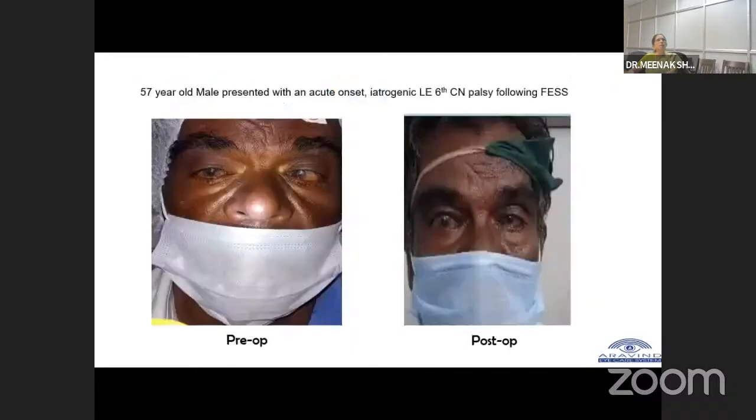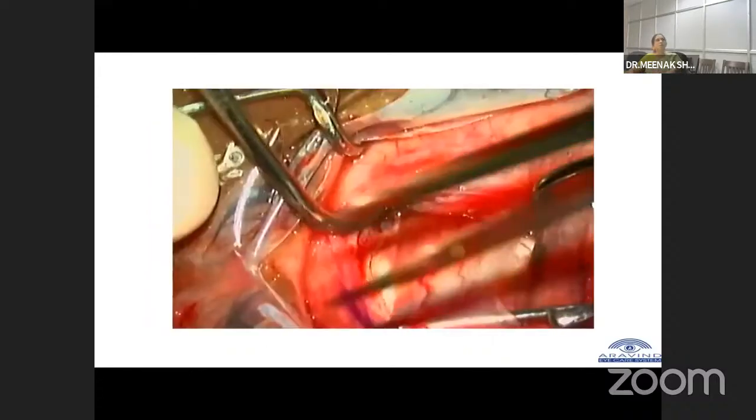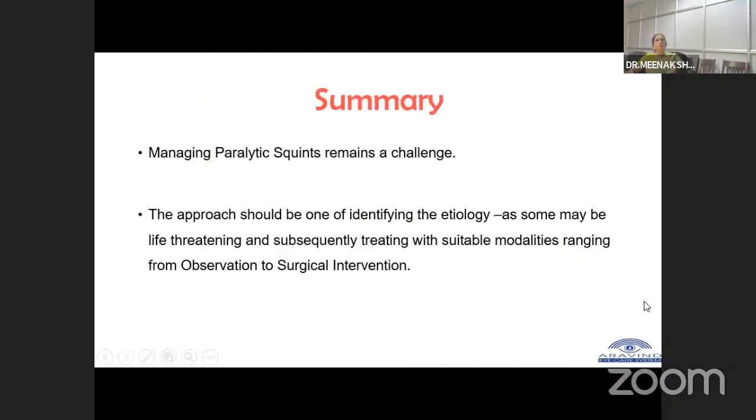This is one of our cases where we can see the pre and post-op, where it is giving good results. In one or two cases, we got an overcorrection. One case we had an overcorrection. The most important advantage is we just had to release the suture and everything was back to normal. I'm not showing the video. So it still remains a challenge because we are not able to give a diplopia-free field in all the cases.